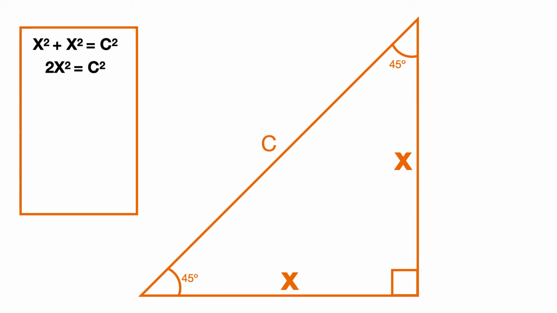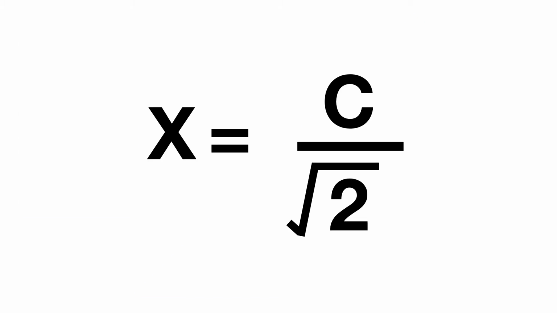Okay, and that means that now just divide both sides by 2, and you get x squared equals c squared divided by 2. Now we can take the square root of both sides. The square root of x squared is just x, and the square root of c squared over 2 is going to be, because of square root properties, you just have to take the square root of the top and the square root of the bottom. So the square root of the top would be just c, and the square root of the bottom would be square root of 2, right? Okay, so now we have our answer. So x is going to be equal to c divided by the square root of 2.